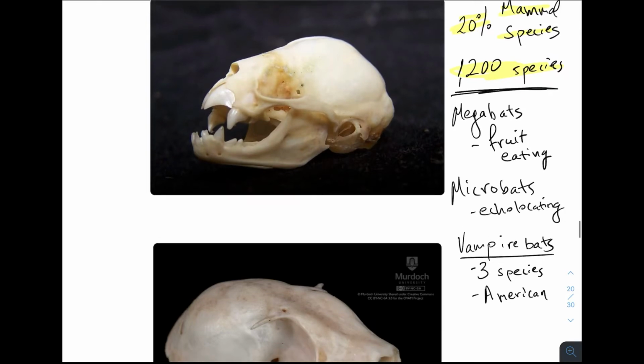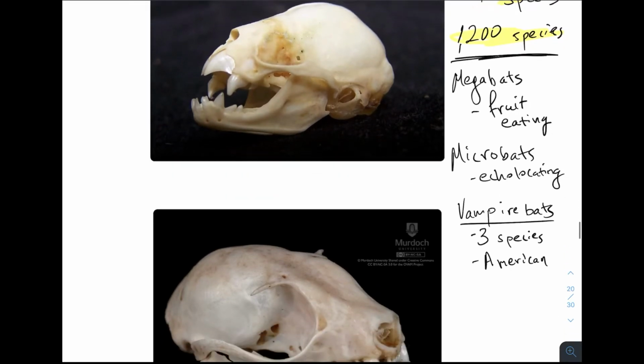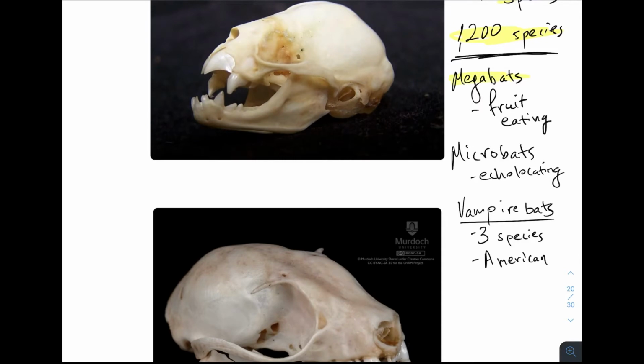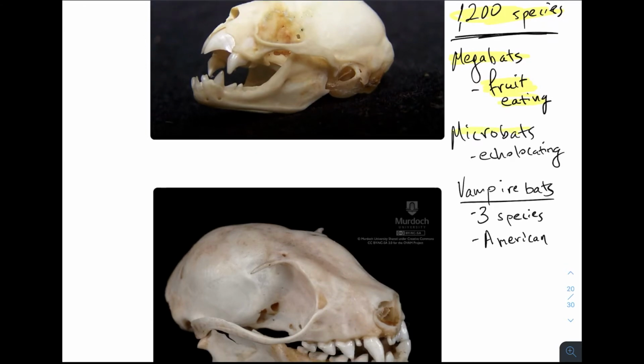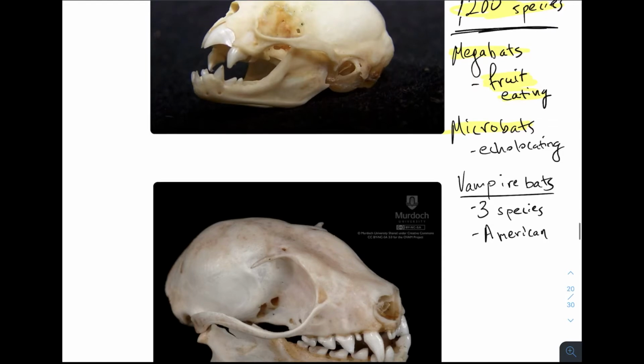Now, we have these 2 broad categories. One category is called the mega bat. And these are the bats that are larger in size, that are typically going to be eating plant material like fruits. So they're called the fruit-eating bats. The second type are called the microbats, and these are the smaller ones who are also famous for their ability to see with echolocation. In other words, using sound to bounce off objects in order to locate those objects.